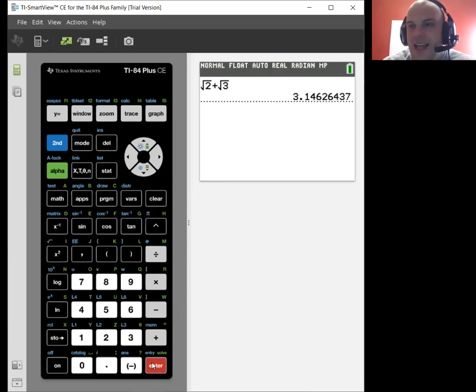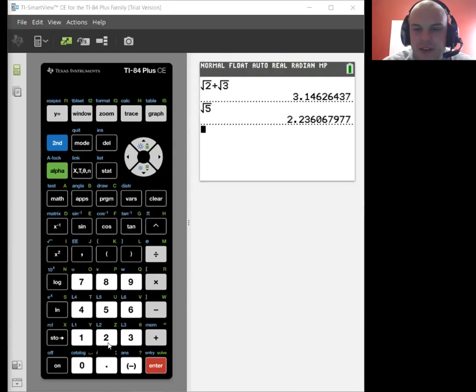So you can actually see that. We can see that that does not equal the square root of 5. So that was one of the things I wanted to make sure to show you guys and talk about. We even showed 2 square roots of 2 plus 3 square roots of 2. That really does in fact equal 5 square roots of 2.